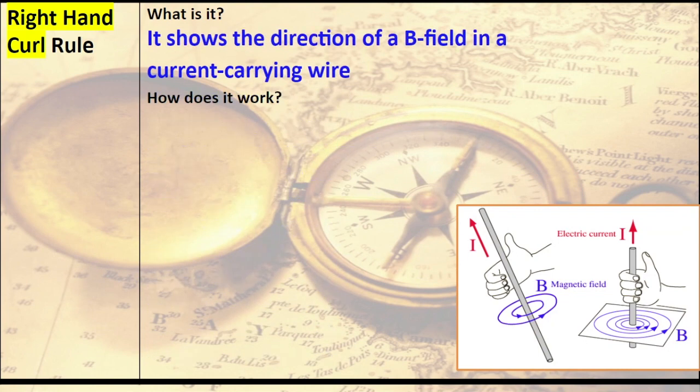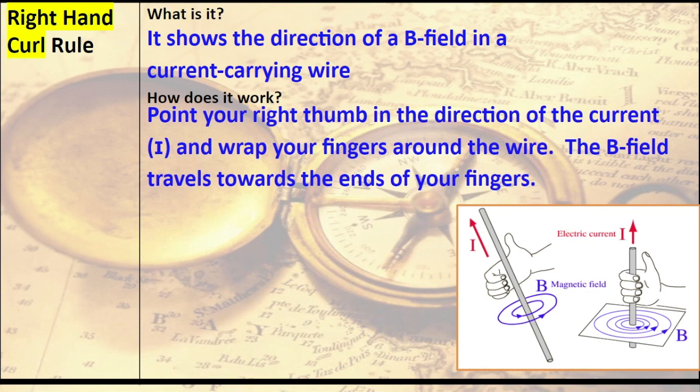So the right hand curl rule is a rule that shows us the direction of a B field, and remember B field just stands for magnetic field, in a current carrying wire. So let's talk about how that works. Well, in order for this to work, we need to take our right hand, point our right thumb in the direction of the current. Remember, current can be abbreviated with the letter I, and we need to wrap our fingers around the wire. The B field is going to travel towards the ends of our fingers.